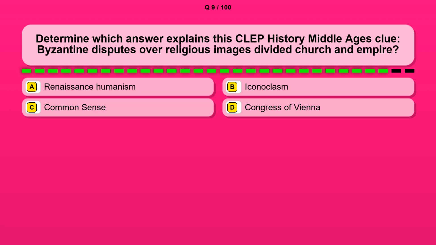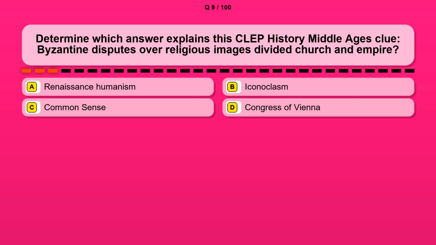Question 9. Determine which answer explains this CLEP History Middle Ages clue. Byzantine disputes over religious images divided church and empire. Option A, Renaissance humanism. Option B, iconoclasm. Option C, common sense. Option D, Congress of Vienna.